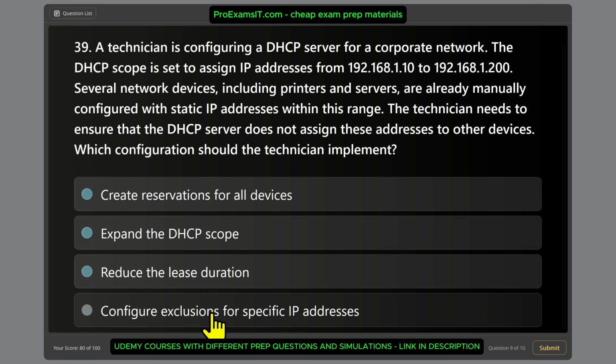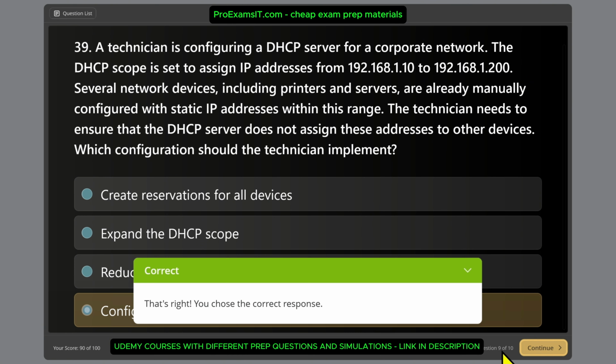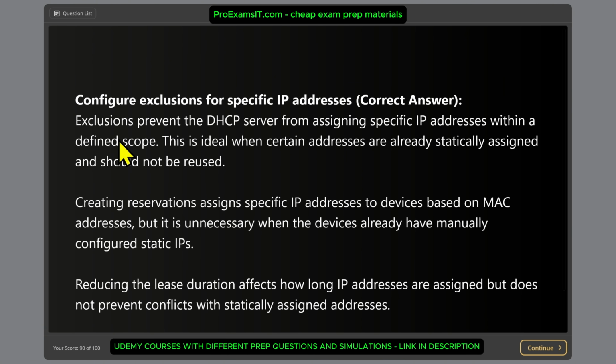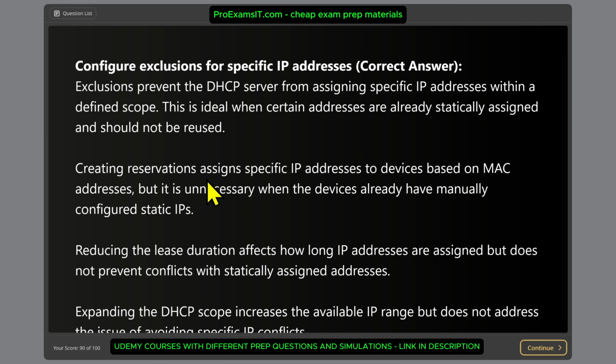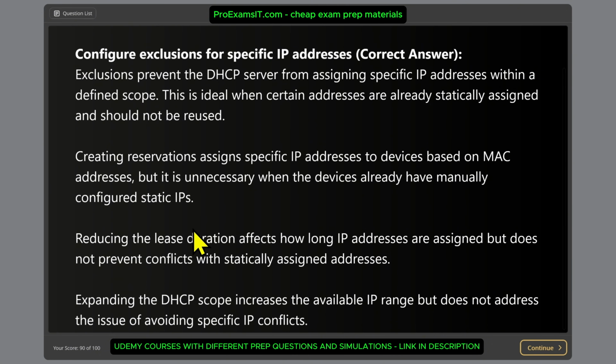And the right answer is configure exclusion. Exclusions prevent the DHCP server from assigning specific IP addresses within a defined scope. This is ideal when certain addresses are already statically assigned and should not be reused. The other options: creating reservations assigns specific IP addresses to devices based on MAC addresses. Reducing the lease duration affects how long IP addresses are assigned. And expanding the DHCP scope increases the available IP range, but does not address the issue of avoiding specific IP conflicts.